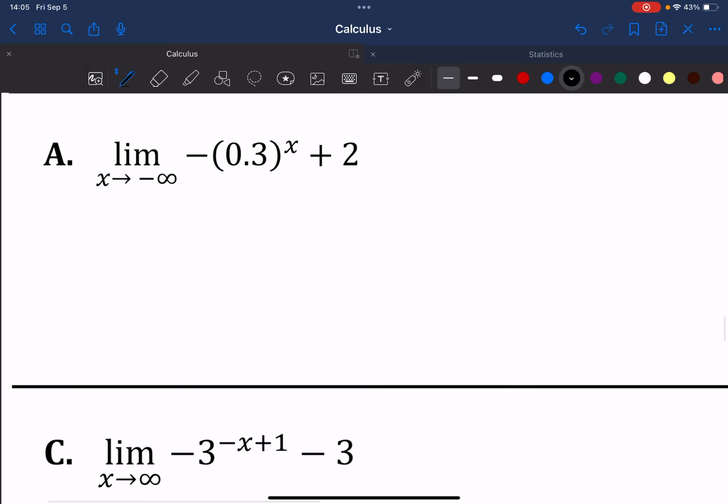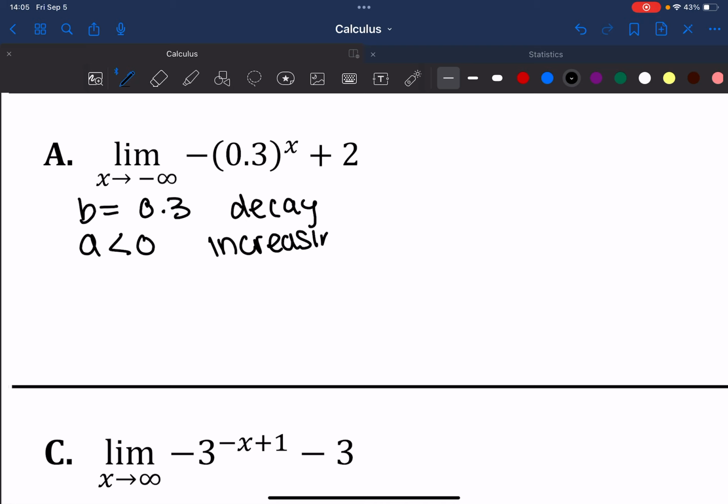So in this example, what I would be doing is first deciding if this was a decay, and then telling me if it is increasing or decreasing to help me determine what my limit is going to be. So here, my b value is 0.3, which tells me that this is a decay. My a value is negative, which tells me I am increasing. So if I look back at my table, if I have a decay, but I'm increasing, that means it's going to approach negative infinity, always the opposite.